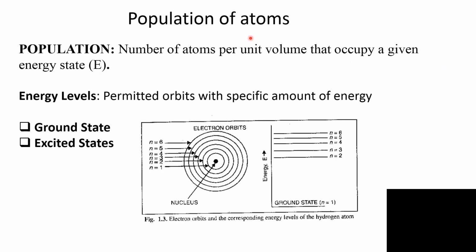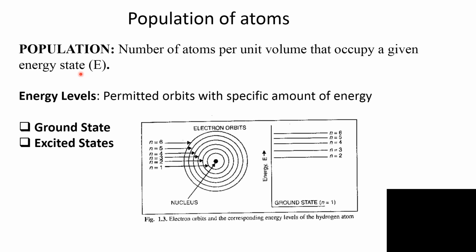Here we have population of atoms. Before studying in detail the phenomena of atoms, for example excitation and de-excitation, we first have to know about the population of atoms. Without knowing the population of atoms, we can't explain all these phenomena. So what is population? It's the number of atoms per unit volume that occupy a given energy state. So for population, we first need to know about the energy state. Always, first we have to fix the energy state and then we will find the number of atoms in it.